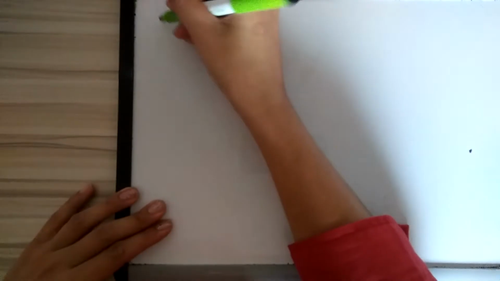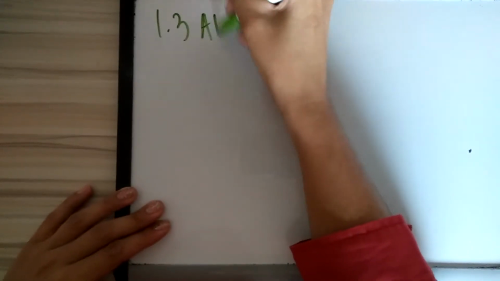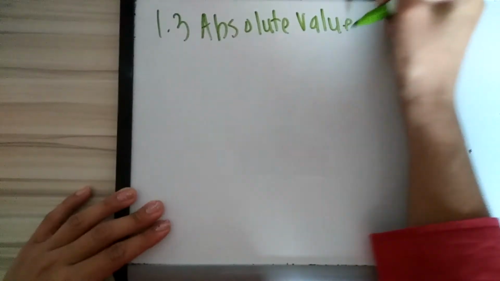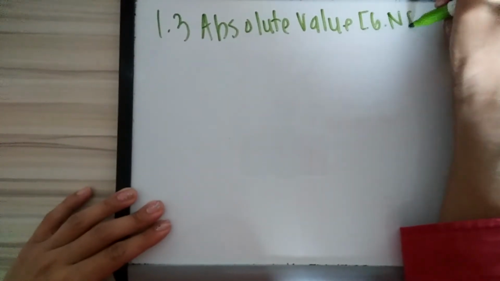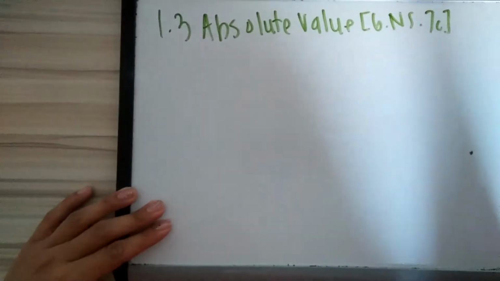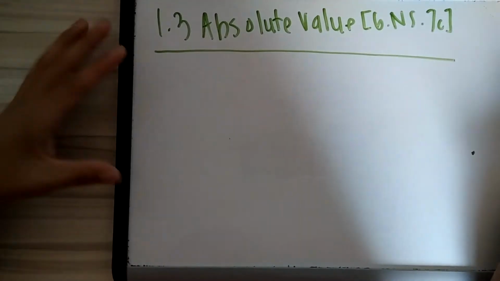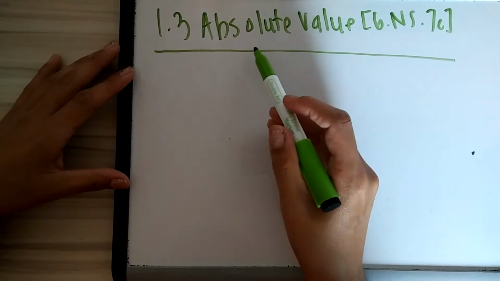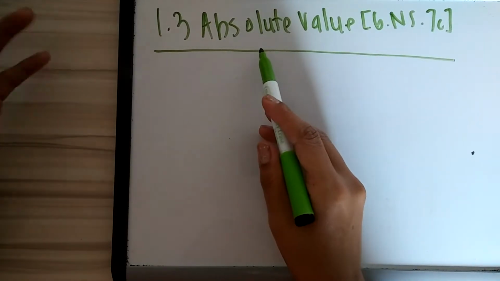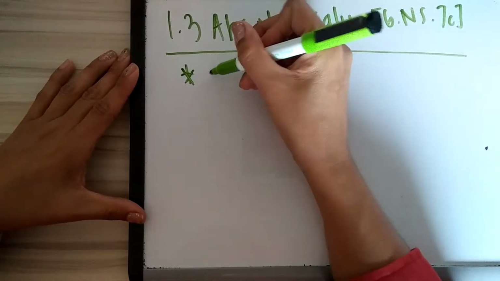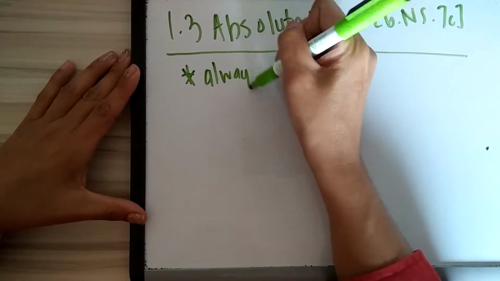Okay, so 1.3 for today's lesson is absolute value. And these are standards. Our learning objective is that we will be able to find and use absolute value. So absolute value is basically the distance of a given number to 0 on a number line. And the one thing you always have to remember is absolute value is always positive.